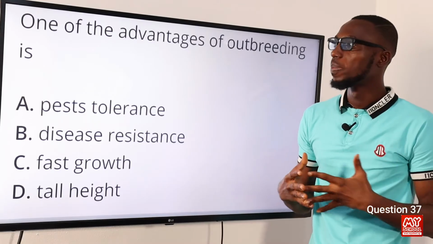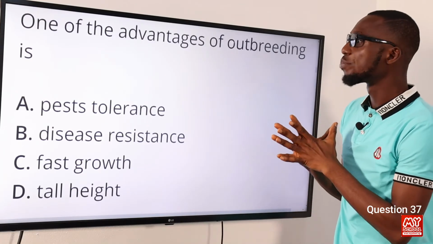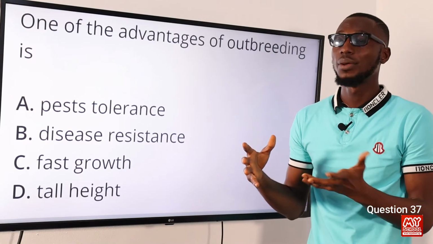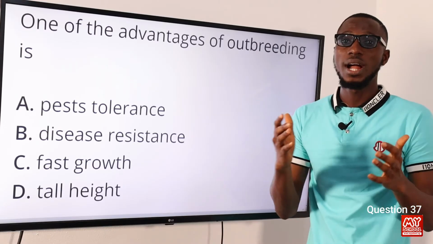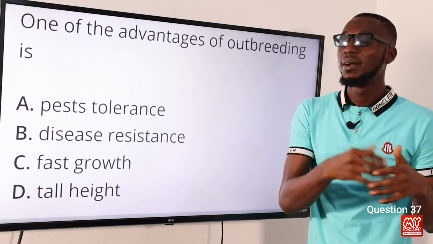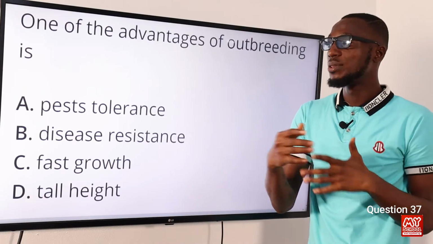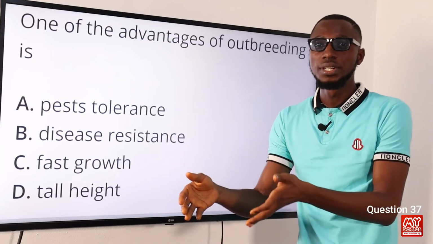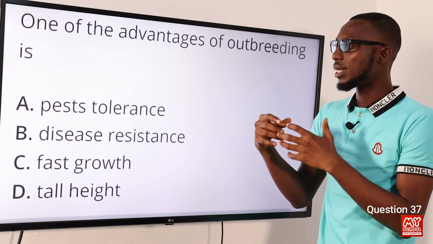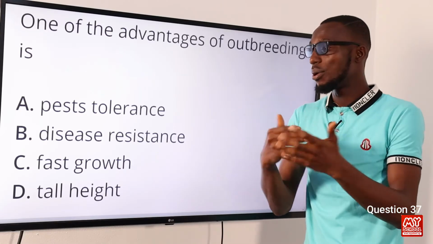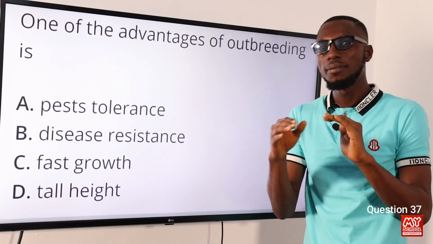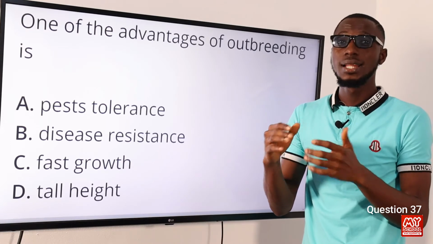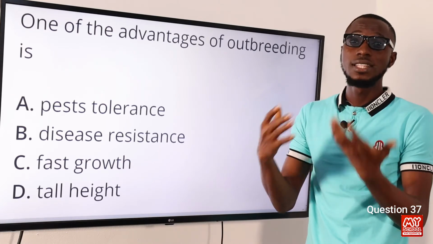Question 37. One of the advantages of outbreeding is what? When you talk about selective breeding, you have inbreeding, similar makeup. Then you talk about outbreeding, when you talk about some genetically distinct organisms, they have some kind of variations in their genetics that serves as an advantage.